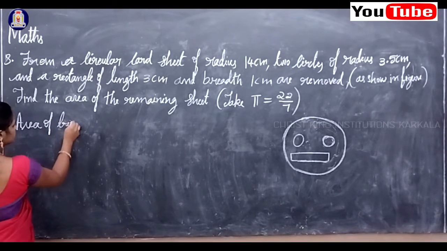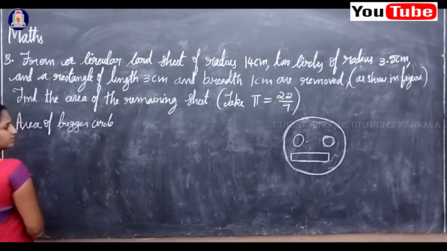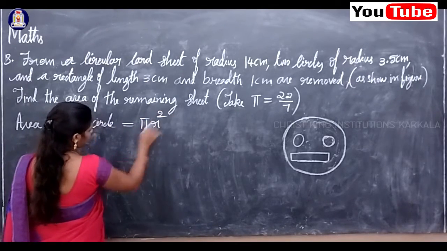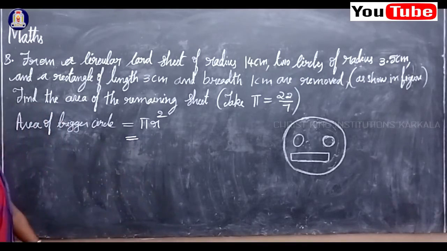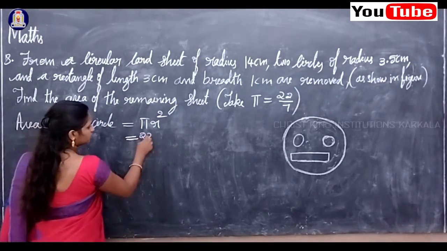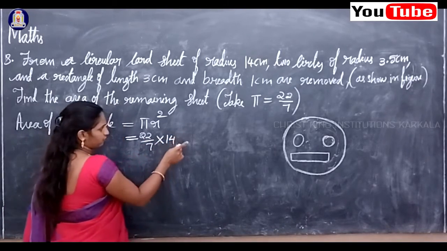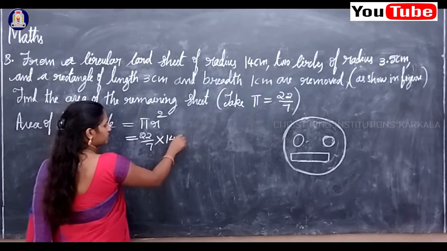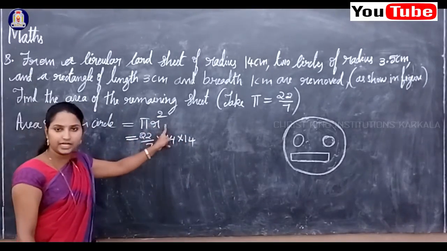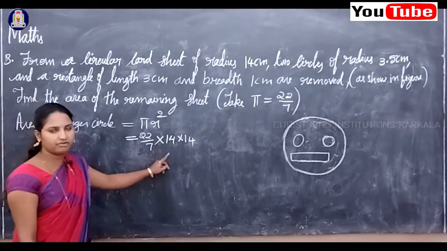Larger circle, or we can say the bigger circle. The formula is pi r square. The value of pi is given, that is 22/7. So substitute 22/7, and the radius we know is 14. So 14 whole square means we can write 14 into 14. Clear? r square means r into r. So I wrote 14 into 14. Why? Because we can simplify this.